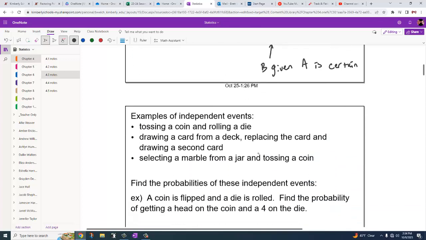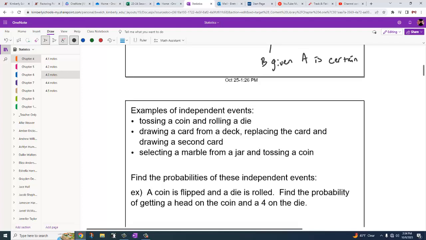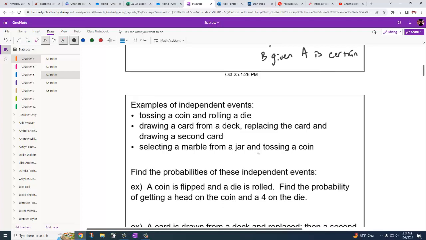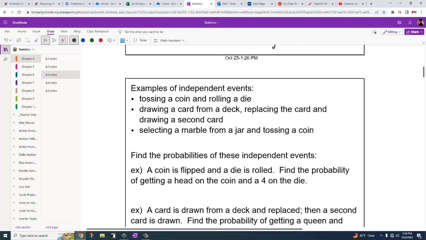Some independent events: tossing a coin and rolling a die; drawing a card from a deck, putting the card back, and drawing a second card. By putting the card back, we now have all 52 cards to draw from. We could theoretically redraw that card, depending on how they're shuffled and organized. Selecting a marble from a jar and tossing a coin are two things that are disconnected.